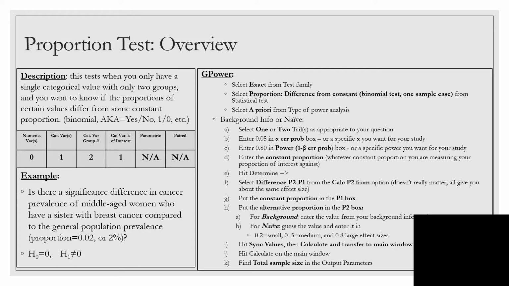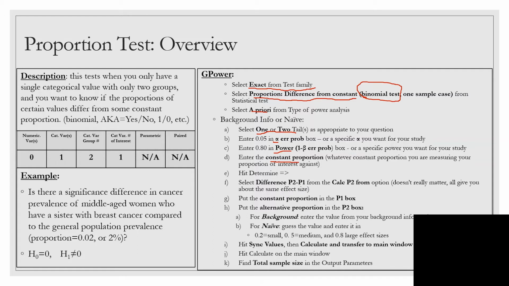To do this kind of test in G-Power, we'll need to select from the exact test family, proportion different from constant. This is also known as a binomial test. A priori, as usual, we're back to 1 and 2 tails like in the t-tests. We'll need alpha and power, and then the constant proportion. So that's whatever constant proportion you're measuring against.